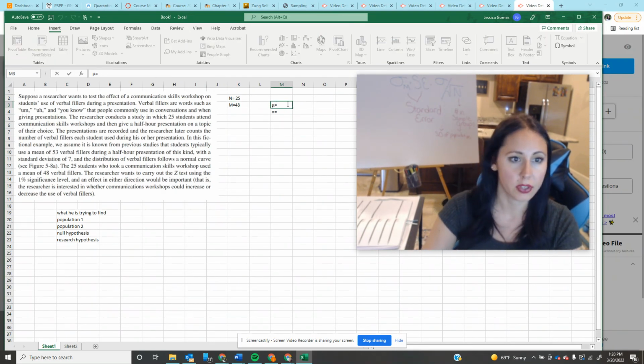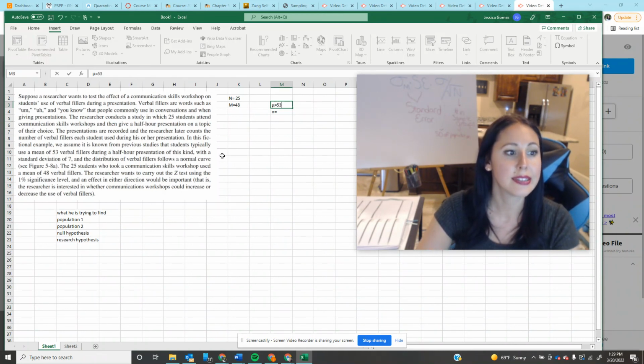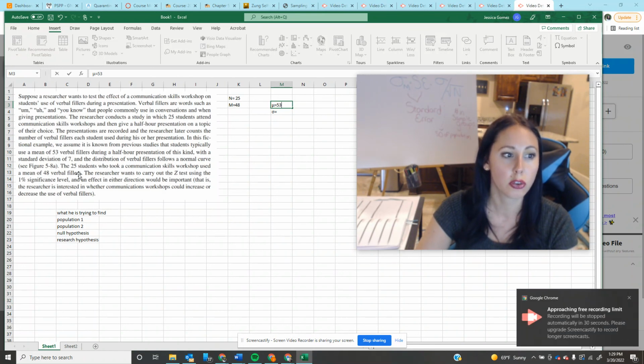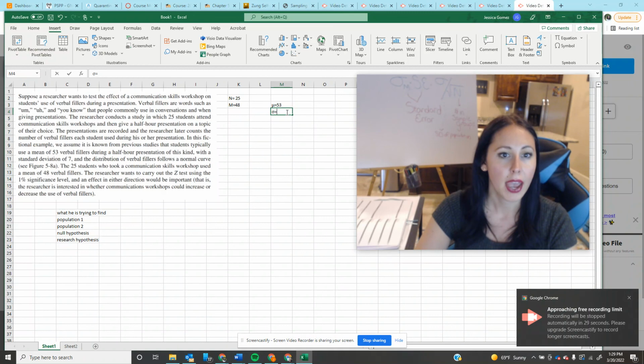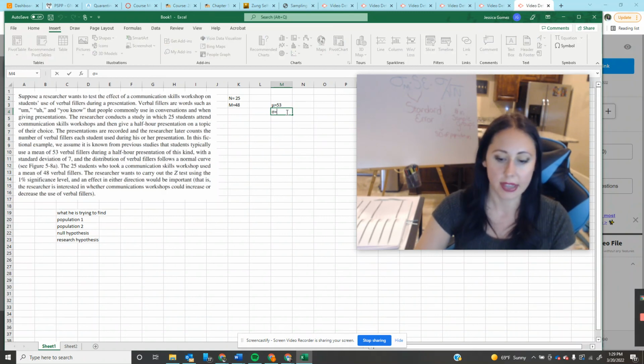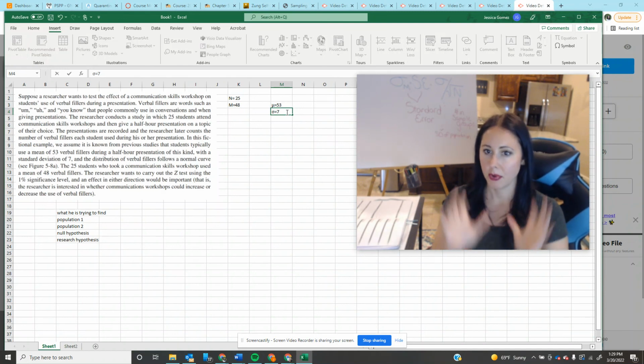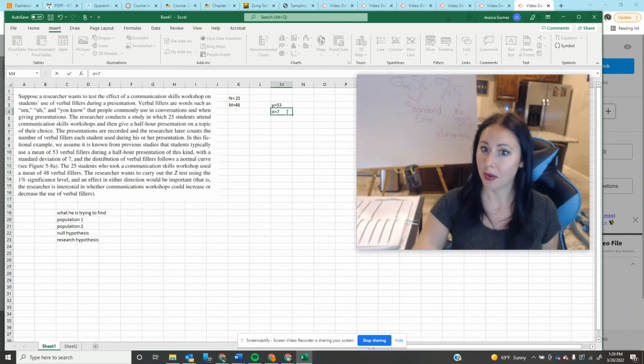The mu was 53 because students typically use a mean of 53 fillers. Students who took the workshop used 48. And finally, our standard deviation was 7. All right, I'm going to switch my camera back to my paper and we will do our calculations.